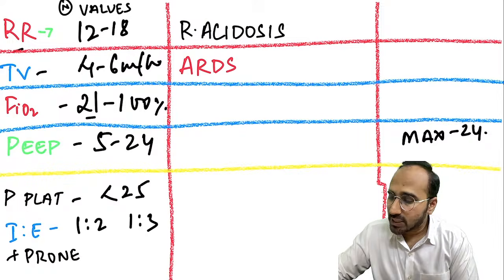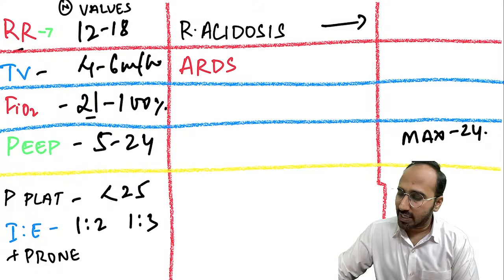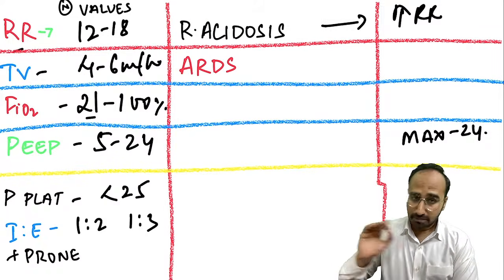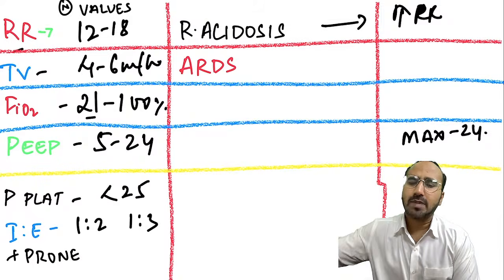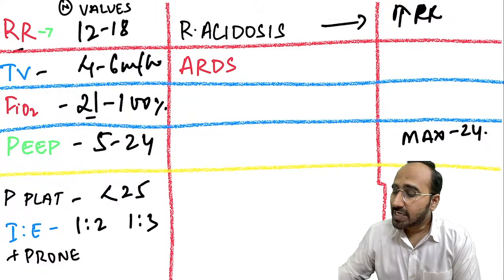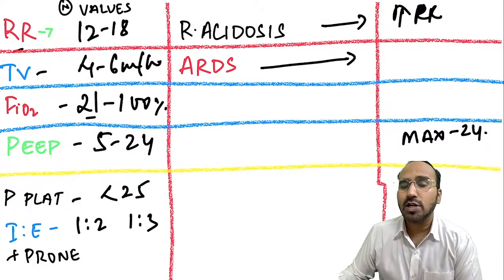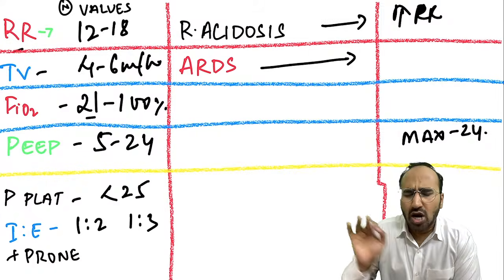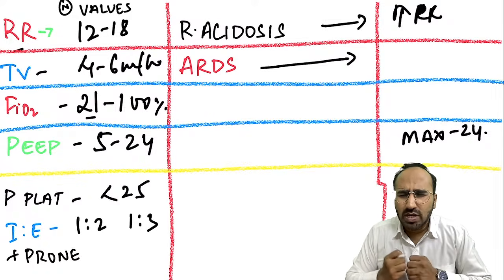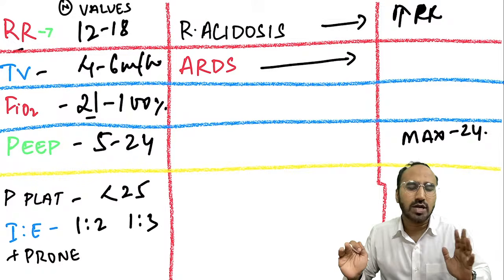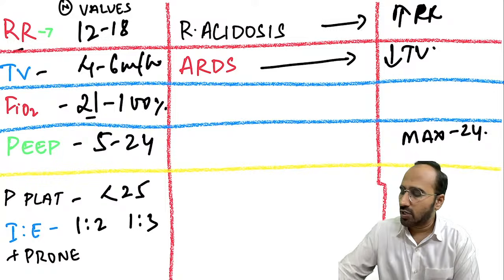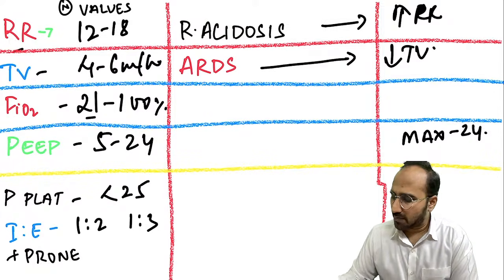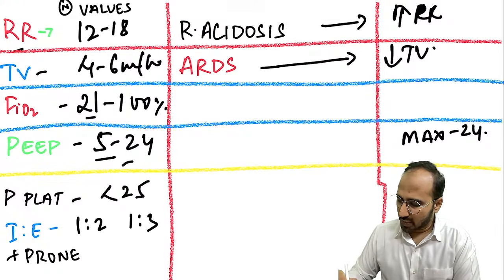Now, if the patient is having respiratory acidosis, what will you do to the respiratory rate? Increase the respiratory rate. I am giving you a condition: if the patient has respiratory acidosis, you increase the respiratory rate, as you are letting out carbon dioxide, okay? If the patient has ARDS, how much tidal volume will you keep? In ARDS, the lungs are already in a bad state. If you give a high tidal volume, the lungs will exhaust. You have to go for a lung protective strategy, so you have to go with low tidal volume ventilation. FiO2 you keep at 21 to 100% and PEEP at 5 to 24. Next.